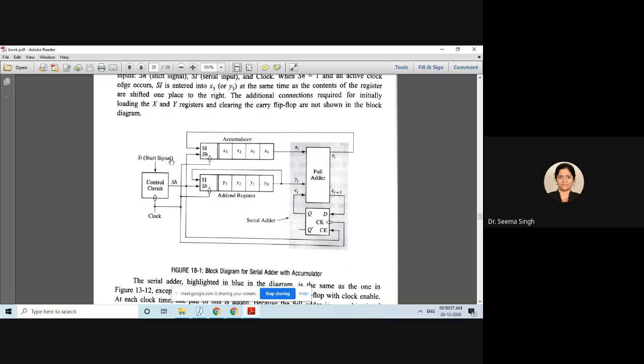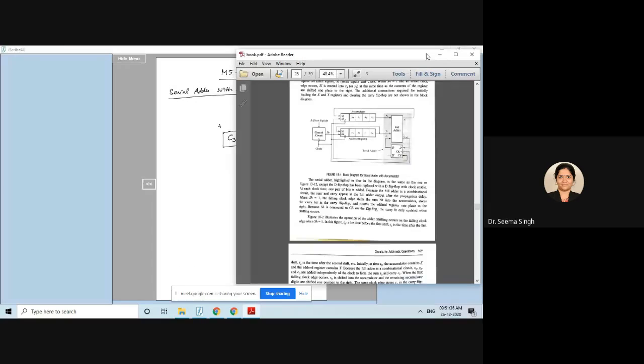So when the start signal is given high in the control circuit, the data of Y and X are loaded in this circuit. This is called the accumulator and this is called the addend register. Now at T equal to T0, Xi is equal to X0, Yi is equal to Y0, and when you have your start signal high, you will have your Ci as 0. So your first bit addition happens.